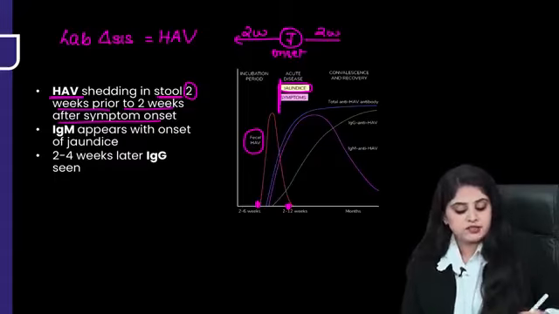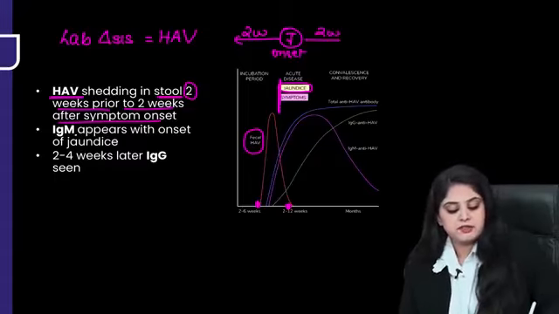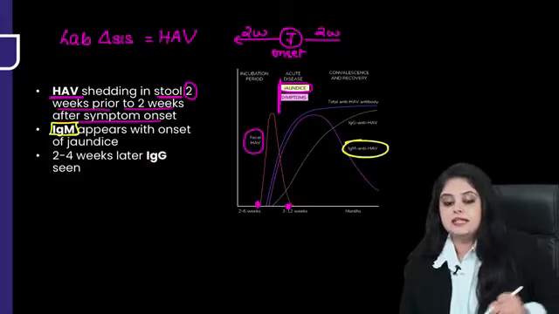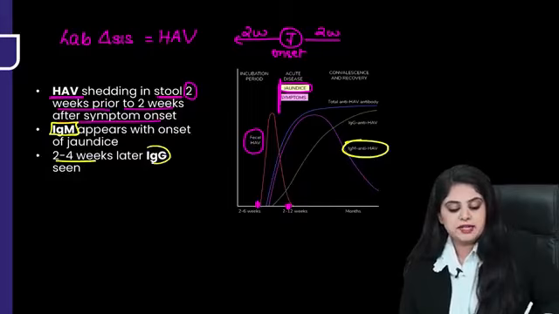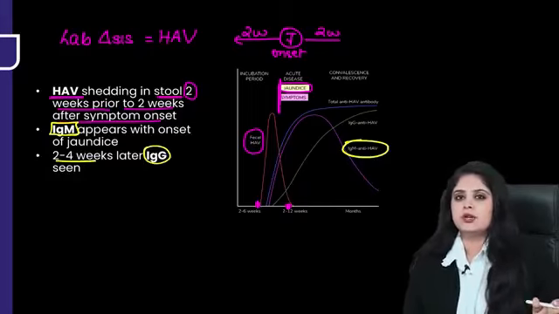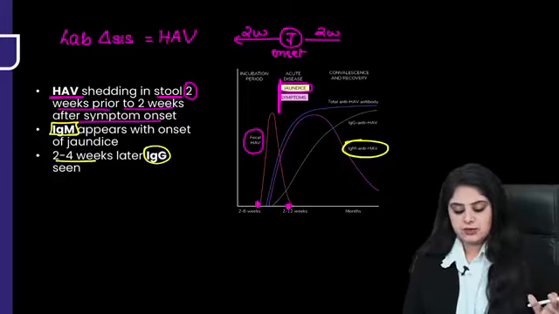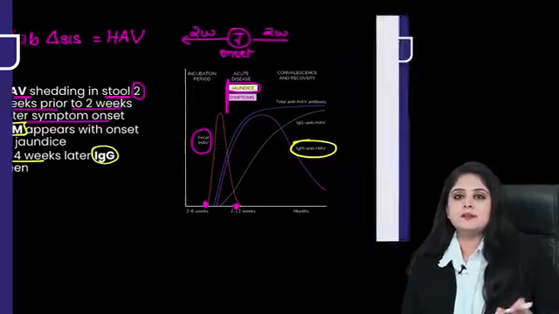What about the antibodies? In the antibodies, please remember the first one to appear is of course going to be the IgM antibody, and the later one, which is 2 to 4 weeks later, that is always going to be IgG. There is no rocket science in it. We already know IgM comes first and IgG comes later. So hepatitis A is a very simple lab diagnosis.